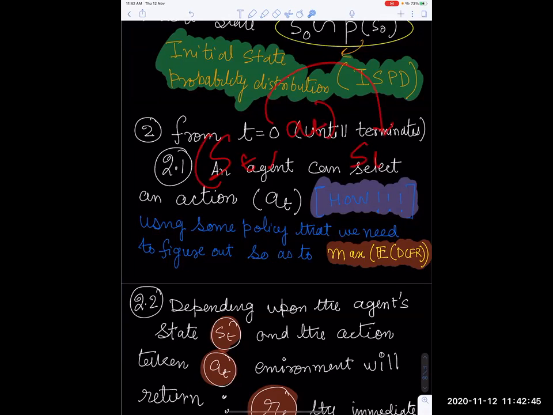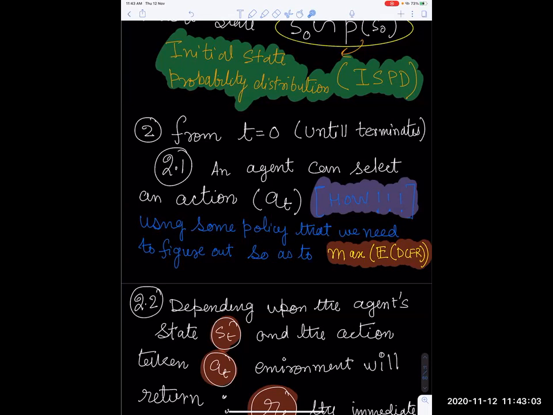Then the environment is going to tell you what your next state is. That is known via your probability distribution, the state transition probability. So the agent can select an action AT. How? That we need to figure out. But it has to have a policy.